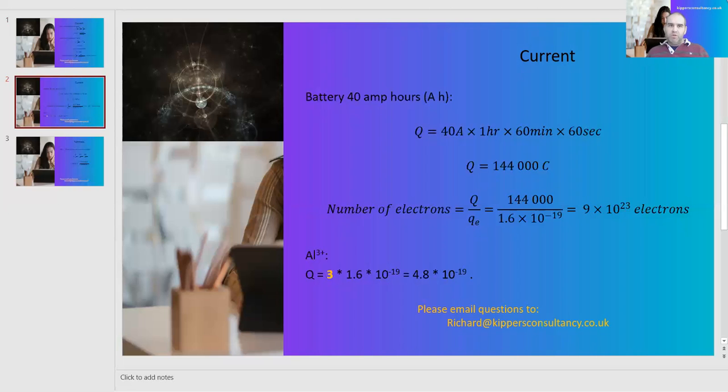coulombs. If we were talking about the current caused by the flow of aluminium ions, we would need to take care and consider that the charge flowing is 3 times more than if it were electrons flowing, because the aluminiums have lost 3 electrons. Therefore, consideration must be given to the size of the charge on the ion when we calculate current for its movement.